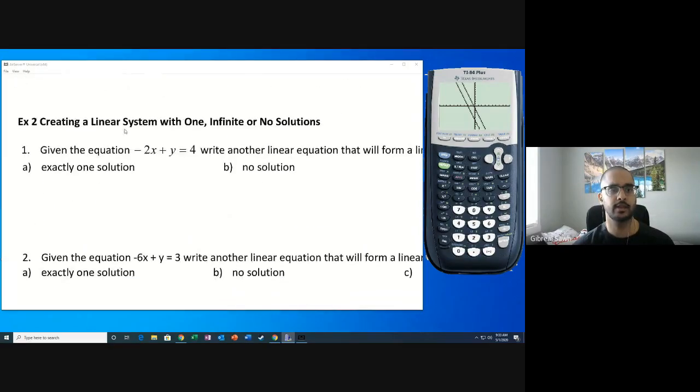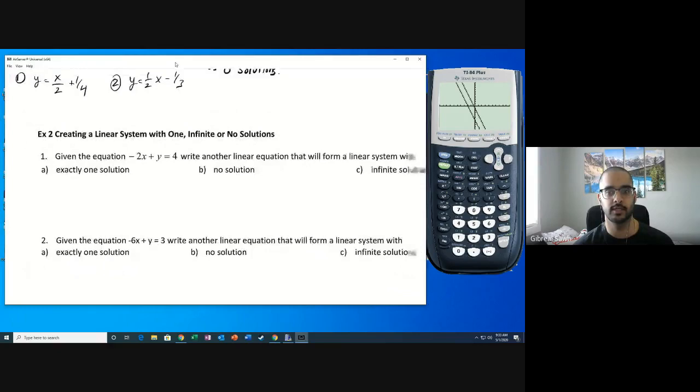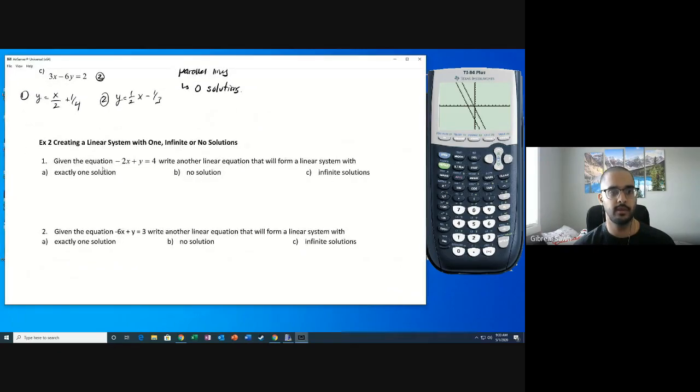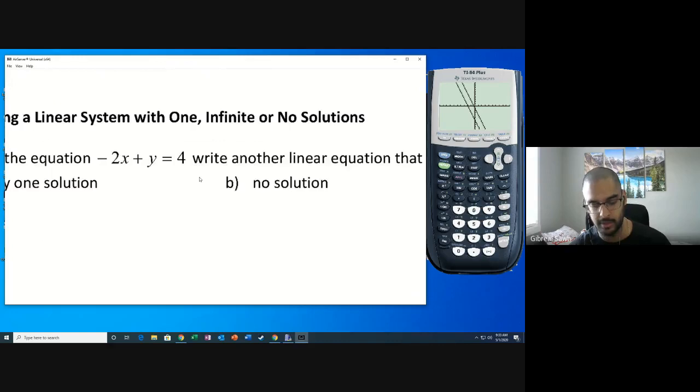Okay, so now we've got to actually create a system. This one's a little different. So we're going to be given this equation, negative 2x plus y equals 4. Write another linear equation that will form a linear system with the given number of solutions. Now, it's very difficult to work with this in this format, so I'm going to rearrange it again to slope-intercept form. It makes everything a little bit simpler.